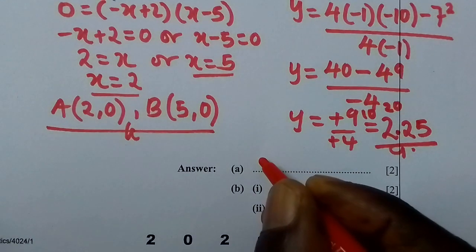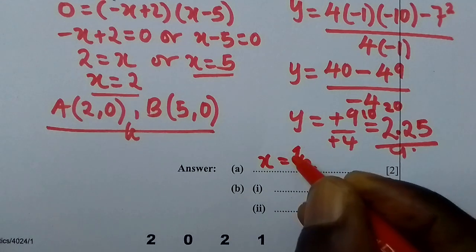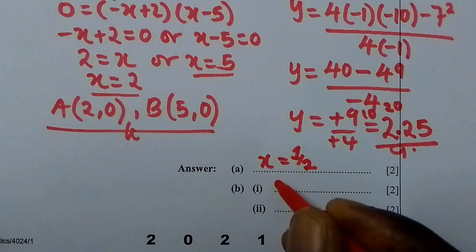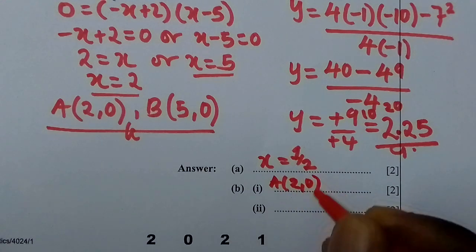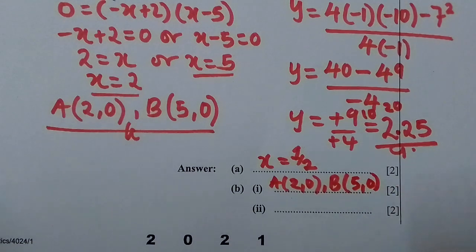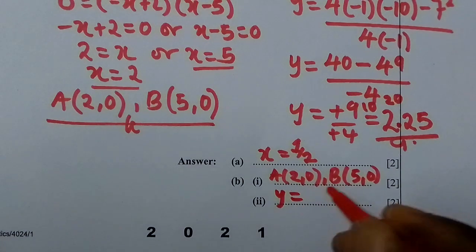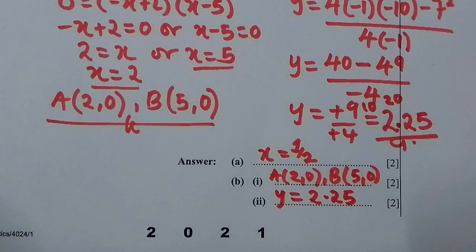So if we have to fill up this space, it means the x that we got on A is 2. And then for B1, we got the coordinates A, which is (2, 0), and B, which is (5, 0). Then for B2, we got the value of y as 2.25. And this is what we get for question 22A and B.